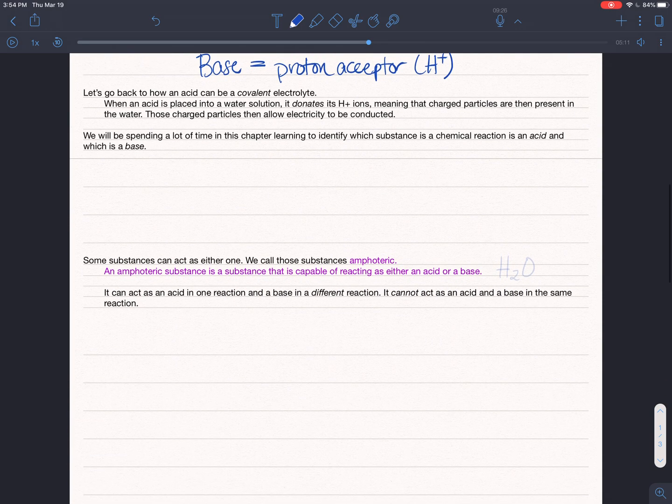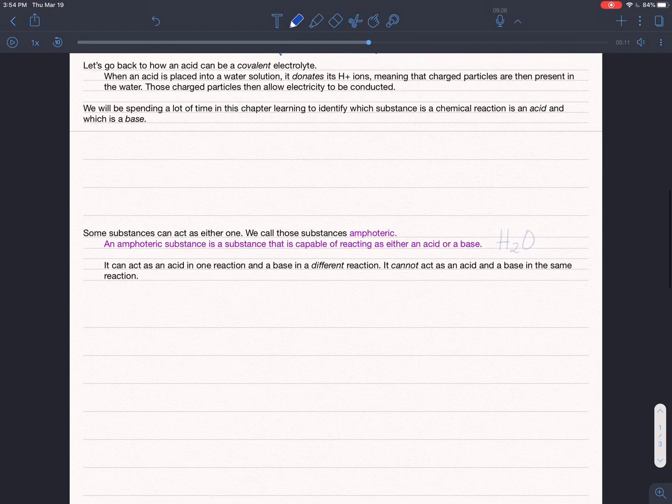I do want to leave with one other idea, and that is that some substances can act as either an acid or a base. We call that amphiprotic. We call it amphoteric. Amphiprotic is the same kind of idea, but a substance that can act either as an acid or as a base is what we call an amphoteric substance.